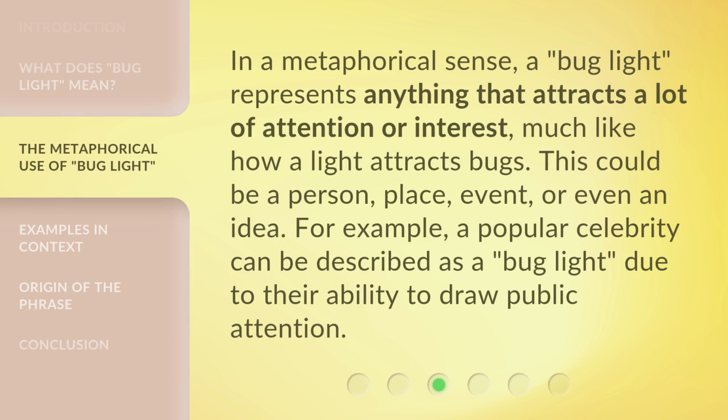In a metaphorical sense, a bug light represents anything that attracts a lot of attention or interest, much like how a light attracts bugs. This could be a person, place, event, or even an idea. For example, a popular celebrity can be described as a bug light due to their ability to draw public attention.